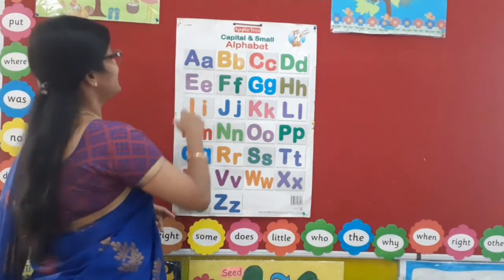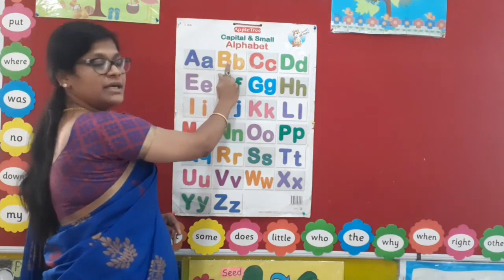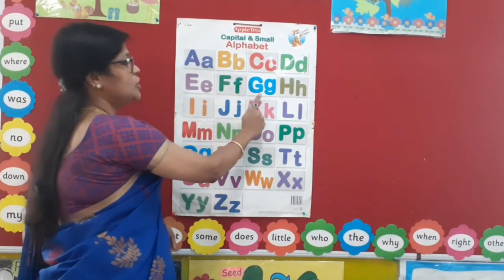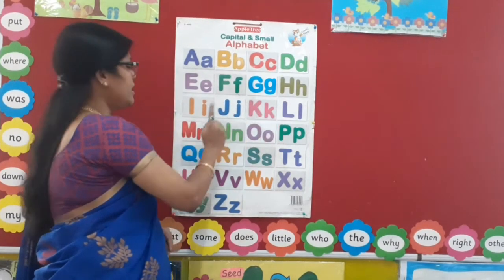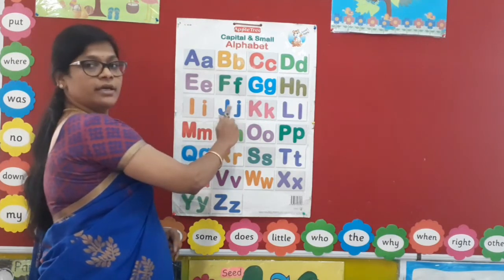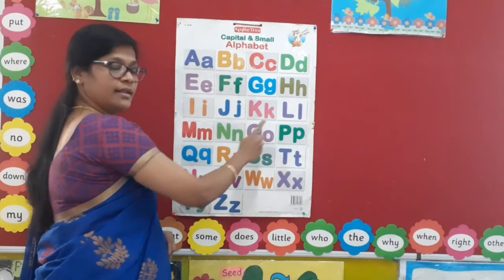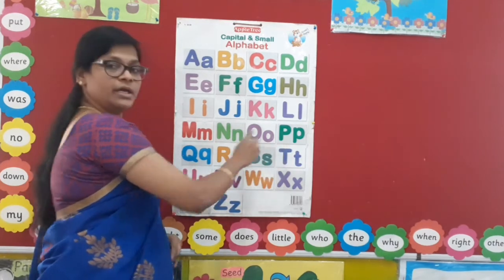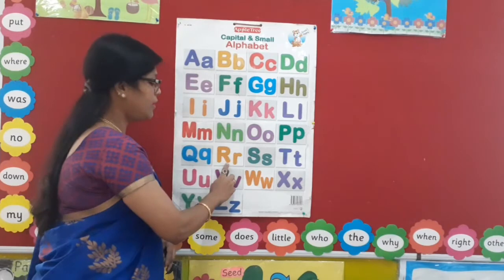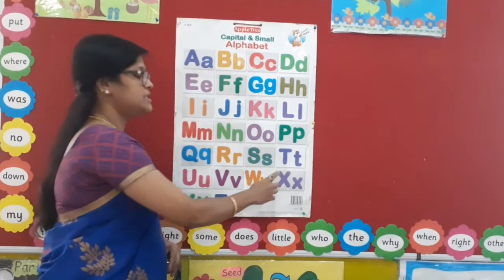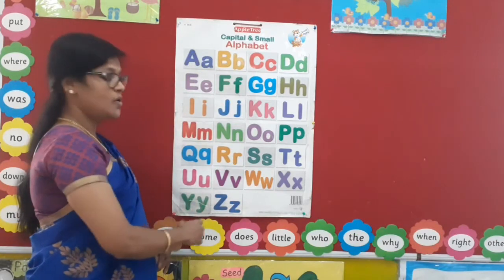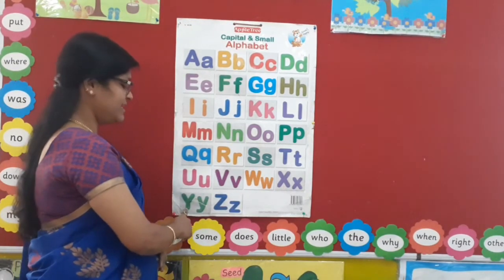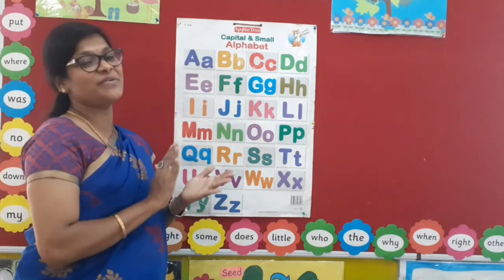Come on, children. A, B, C, D, E, F, G, H, I, J, K, L, M, N, O, P, Q, R, S, T, U, V, W, X, Y, and Z. Very good, kids. Very good.